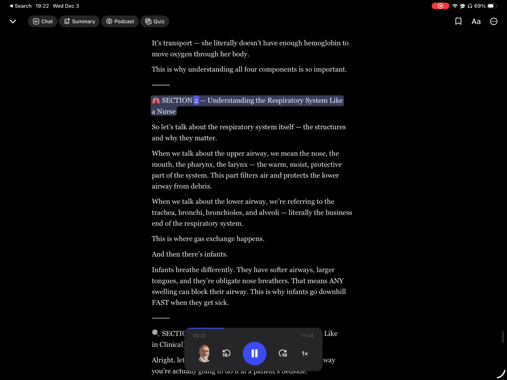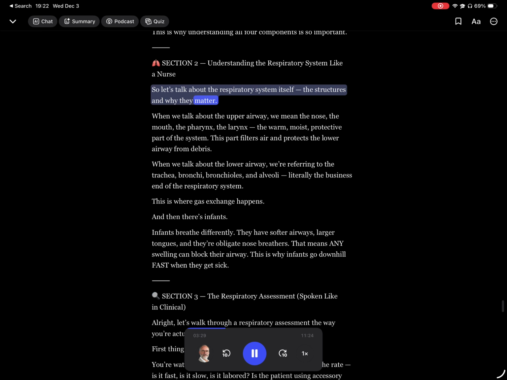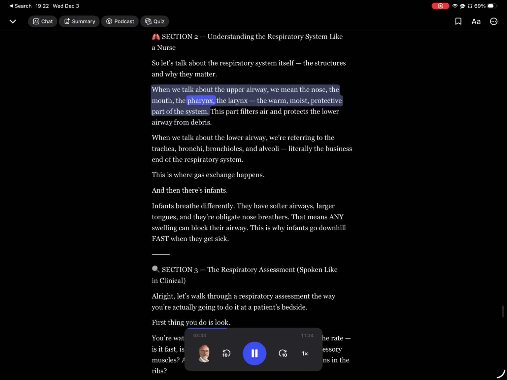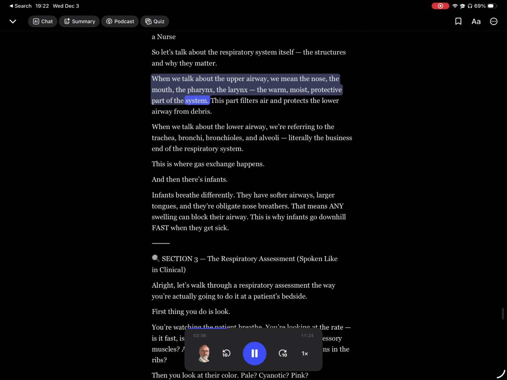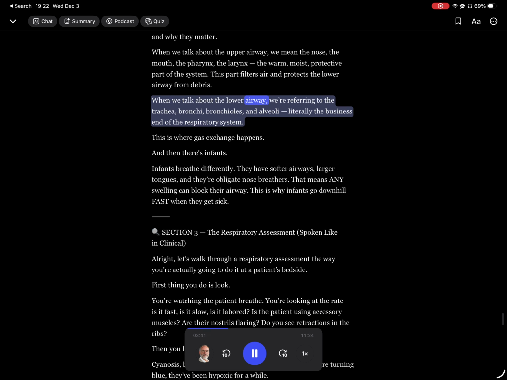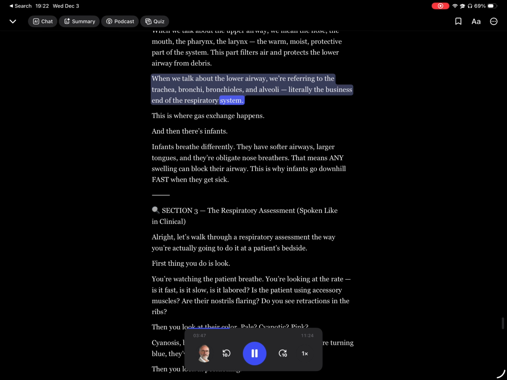Section 2. Understanding the respiratory system like a nurse. So let's talk about the respiratory system itself, the structures, and why they matter. When we talk about the upper airway, we mean the nose, the mouth, the pharynx, the larynx, the warm, moist, protective part of the system. This part filters air and protects the lower airway from debris. When we talk about the lower airway, we're referring to the trachea, bronchi, bronchioles, and alveoli, literally the business end of the respiratory system.